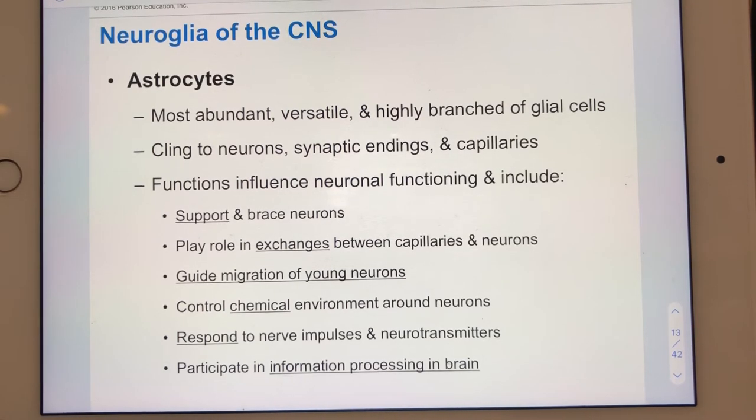Astrocytes are responsive to neurotransmitters and even directly to neural impulses. So in other words, there is a degree of communication between astrocytes and neurons. And lastly, they're thought to participate at least somewhat in information processing. So kind of like a functional cross between neurons and other glial cells.